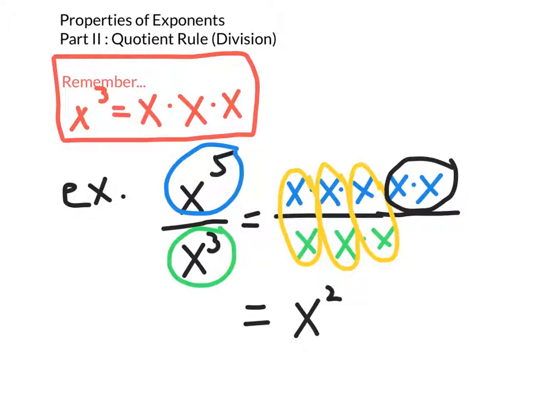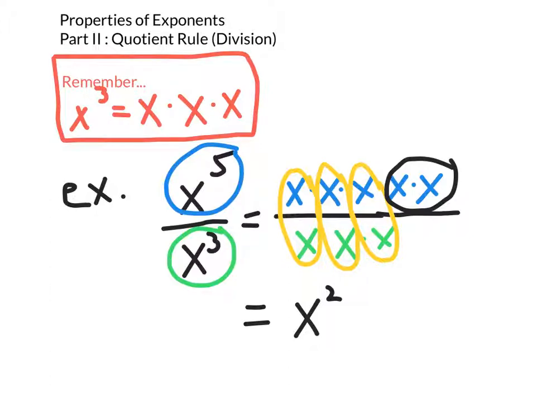As soon as we finish this problem, we may ask ourselves, was there a way that we can take a shortcut instead of actually expanding x to the fifth power in the numerator and x to the third power in the denominator? Is there a shortcut we can take? And the answer is yes. This is where the quotient rule comes into play. So what we can actually do is take the numerator, x to the fifth, and simply subtract the exponent of x to the third.